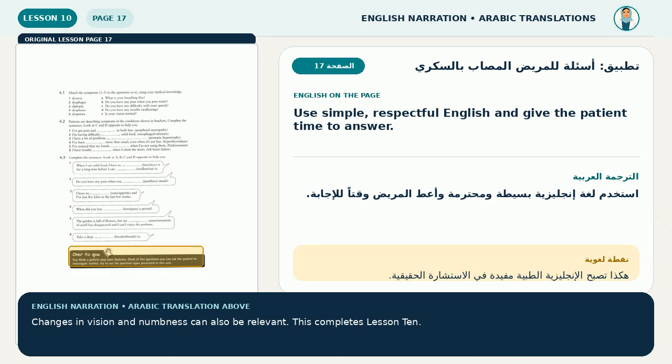This completes Lesson 10. Review the Arabic translations, then practice asking the English questions slowly and clearly. Remember to use simple, respectful language when you speak to patients.